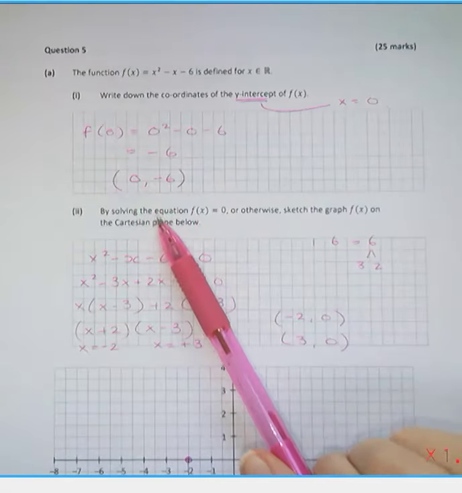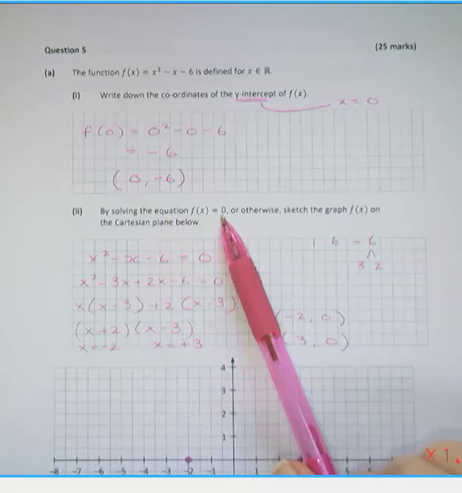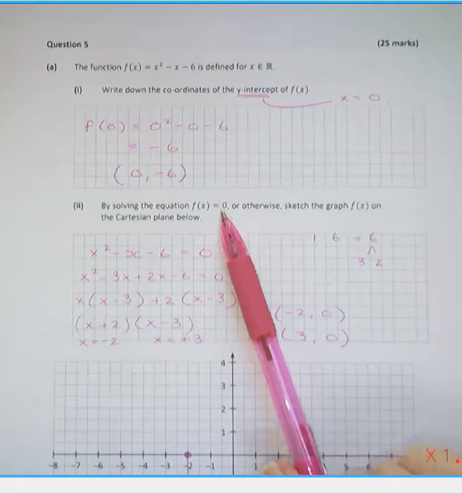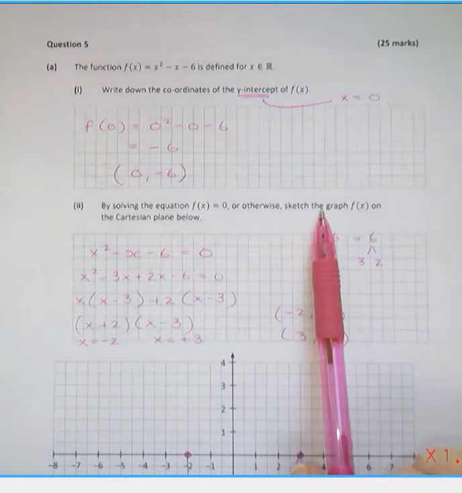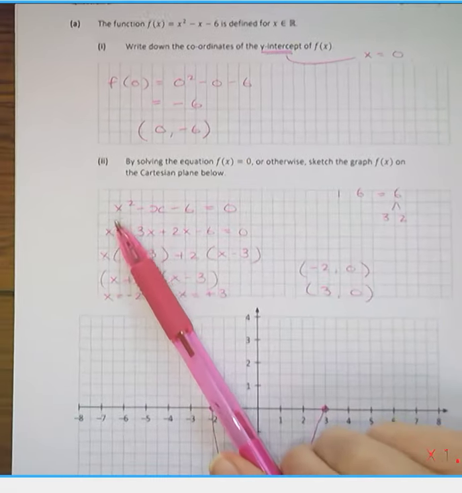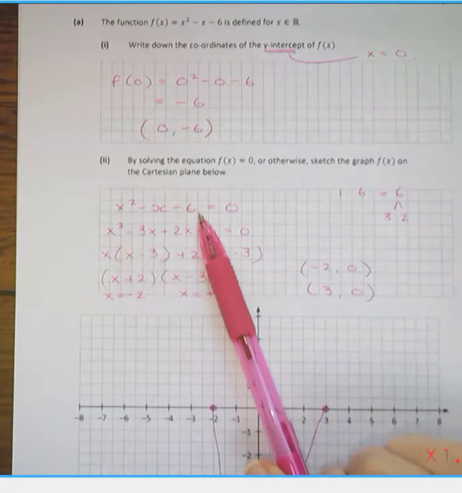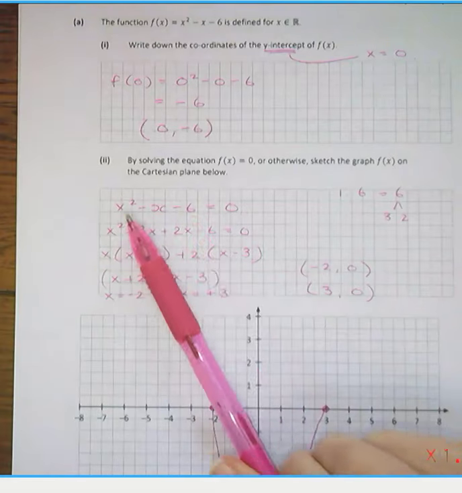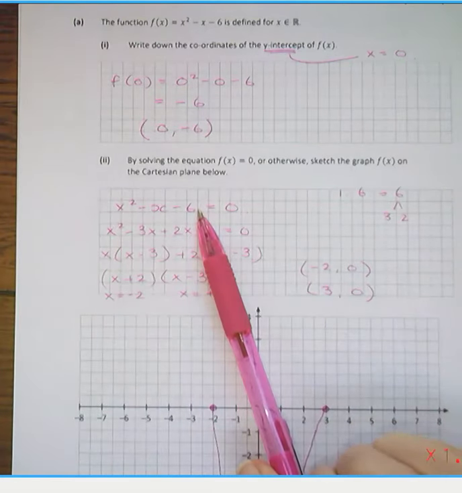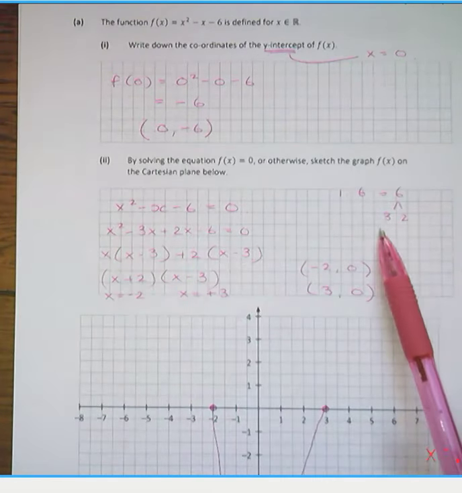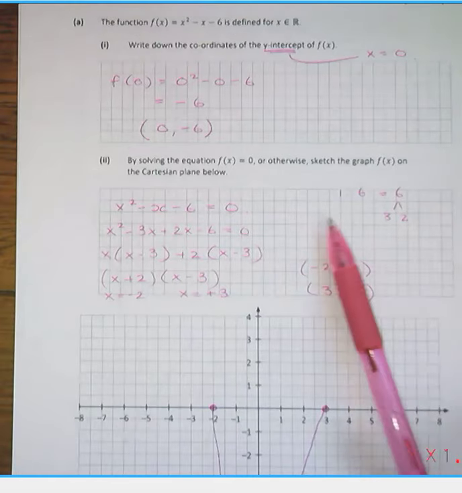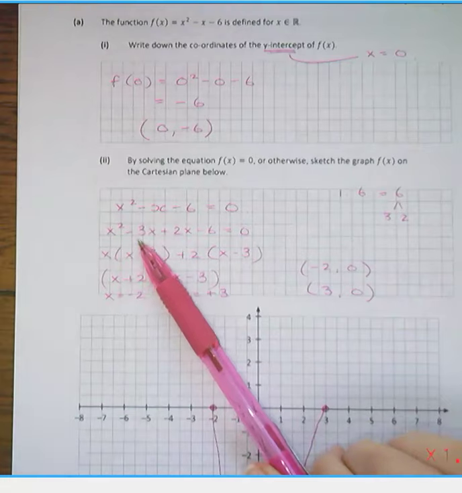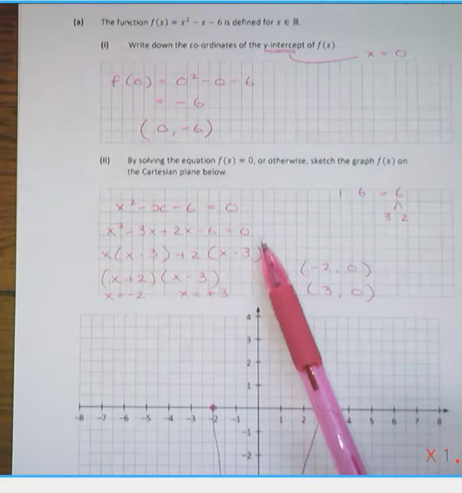Part 2 asks you to solve the equation f of x equals 0. So in other words, y is equal to 0. Solve it and sketch your graph. All right, so if we're solving it, you write down your function and let it equal 0. In terms of solving, we go 1 times 6, which gives you 6. Get the factors, which are 3 and 2. Use 3 and 2 to get minus 1. So we get x squared minus 3x plus 2x minus 6 is 0.